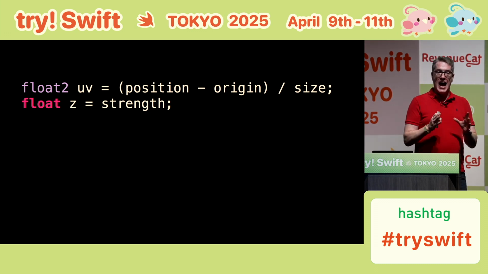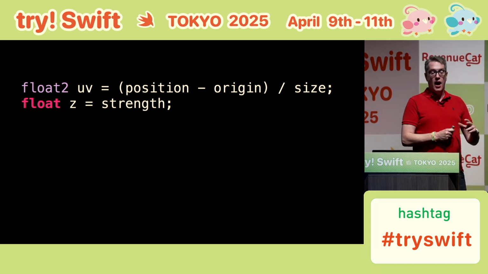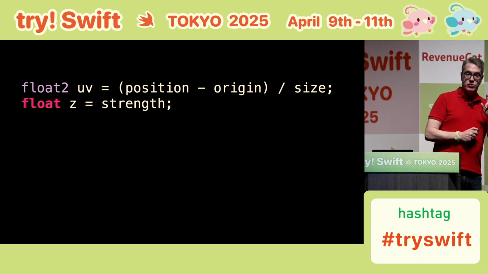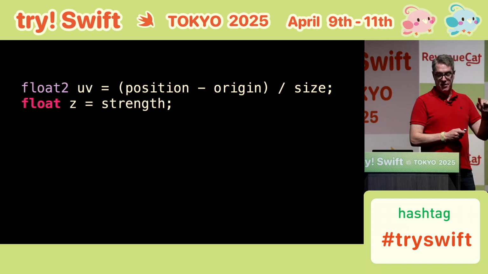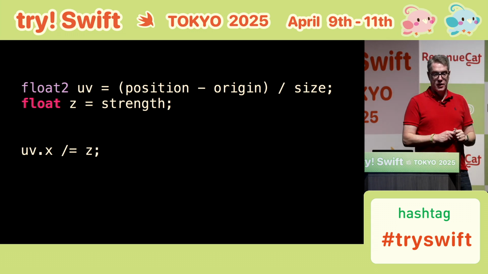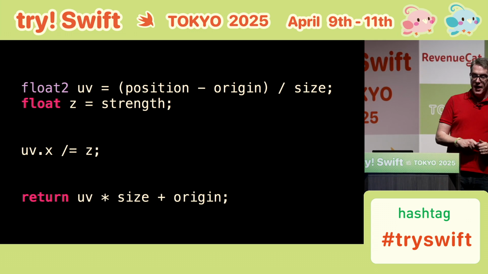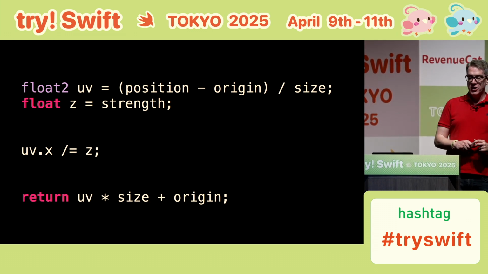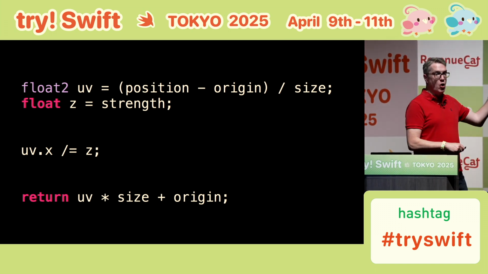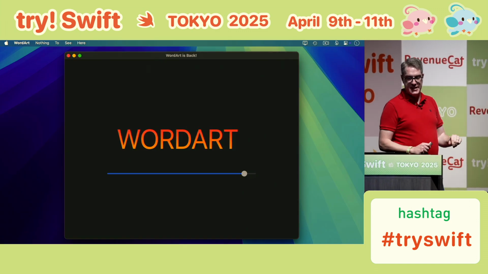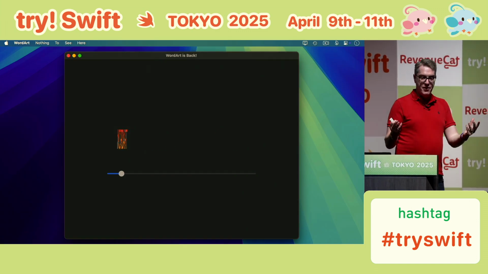We need to figure out how much to move this current pixel. I'm just going to use strength for now. Move every pixel by the same amount. It's wrong, but it's a start. We'll store the movement amount in this Z variable. We then divide our x position by the movement amount, and then convert that back to screen coordinates. And this code is not correct, but it's a good starting point. Here's how it looks. As the slider comes down, the text is squeezed.